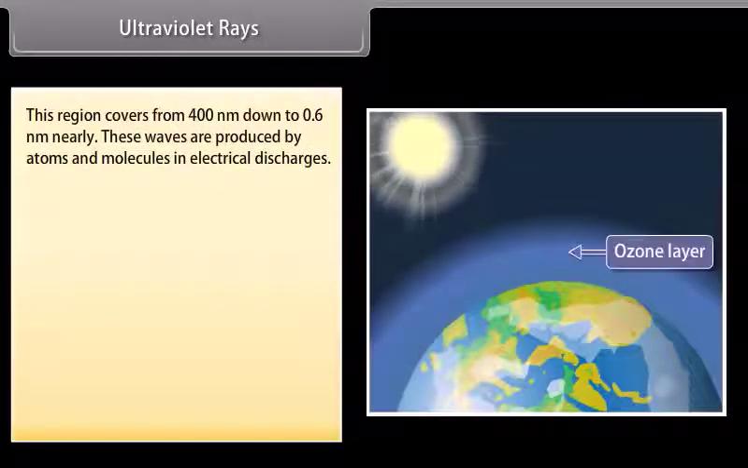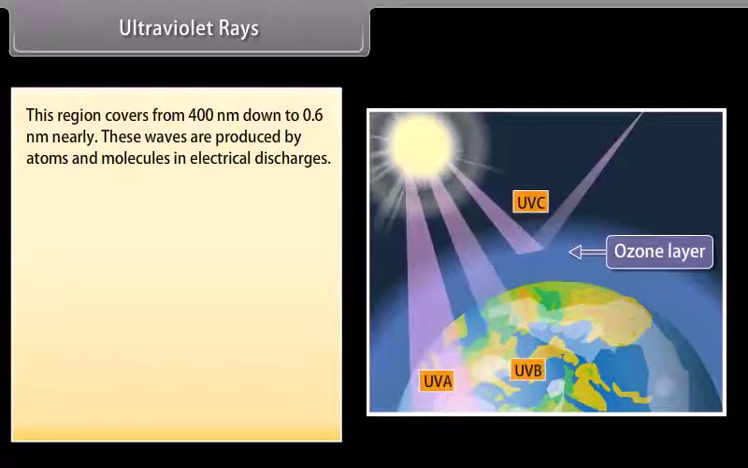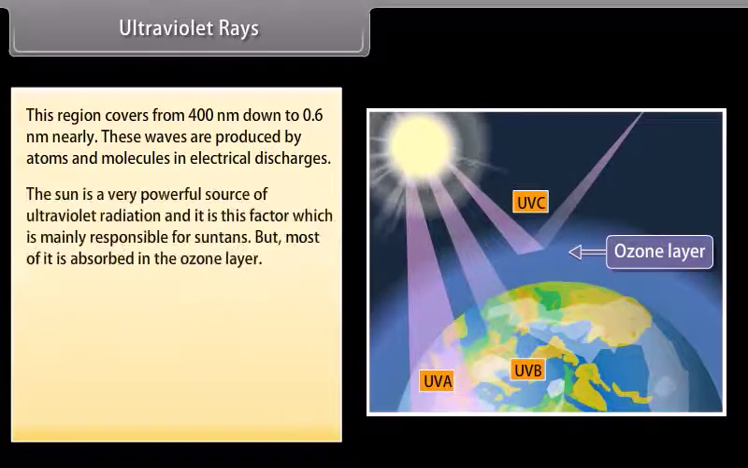Ultraviolet rays. This region covers from 400 nanometers down to nearly 0.6 nanometers. These waves are produced by atoms and molecules in electrical discharges. The sun is a very powerful source of ultraviolet radiation, and it is this factor which is mainly responsible for suntans, but most of it is absorbed in the ozone layer.